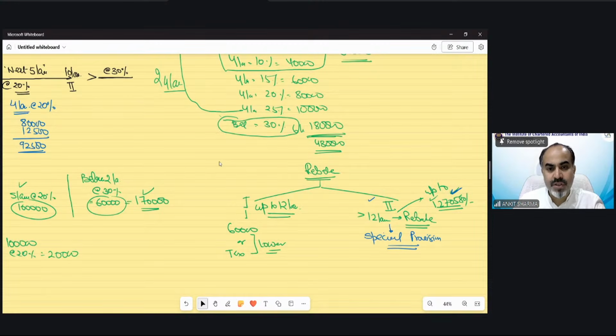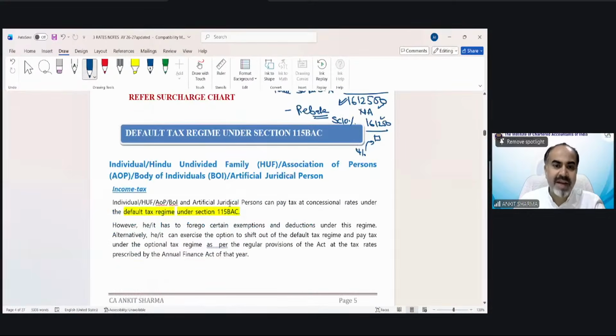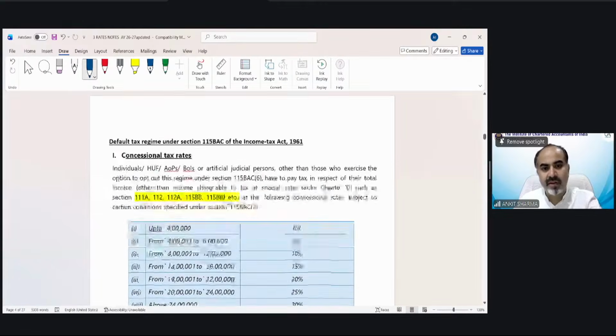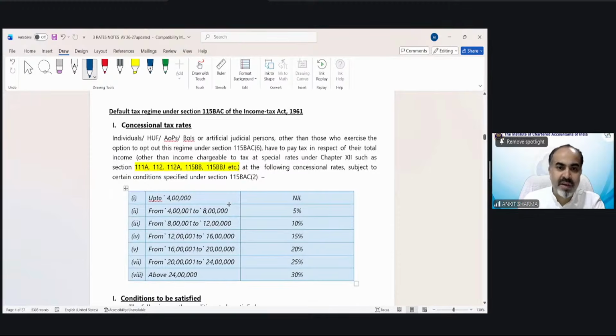Moving on to the notes. This is the default tax regime concept, and of course, the rates have been given over here. These are special rates of taxes. These are going to be discussed in the respective chapters. So on these incomes, these rates are not applicable. These 5%, 10%, etc. are not applicable on these specific incomes.